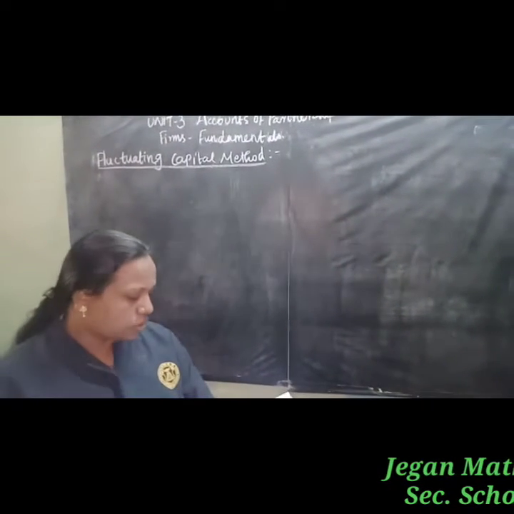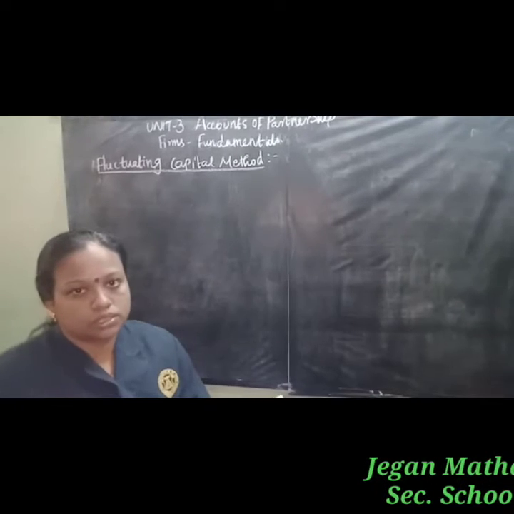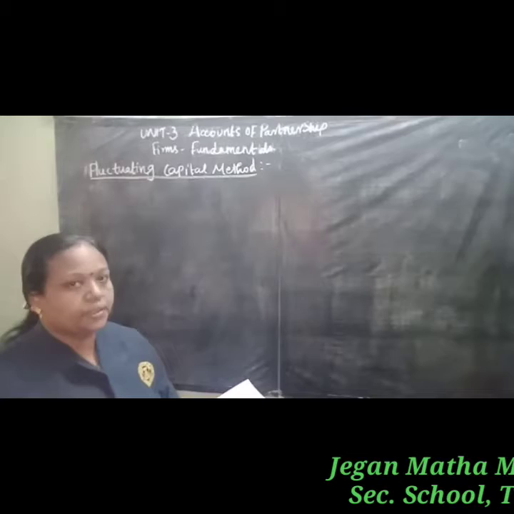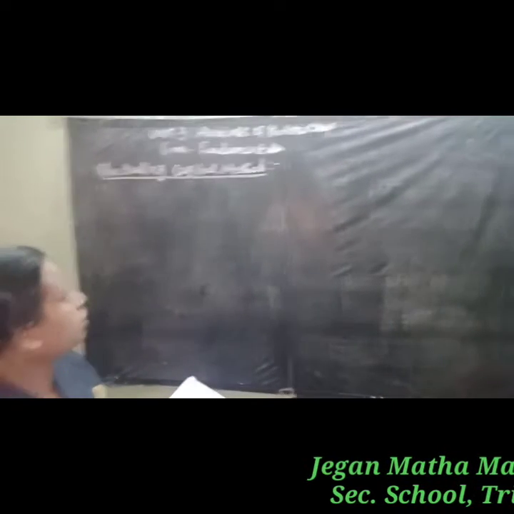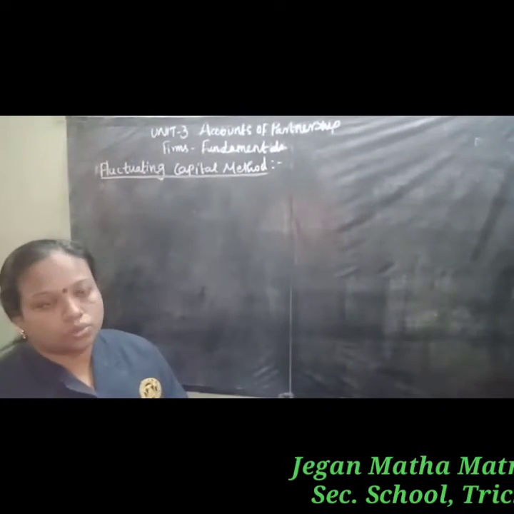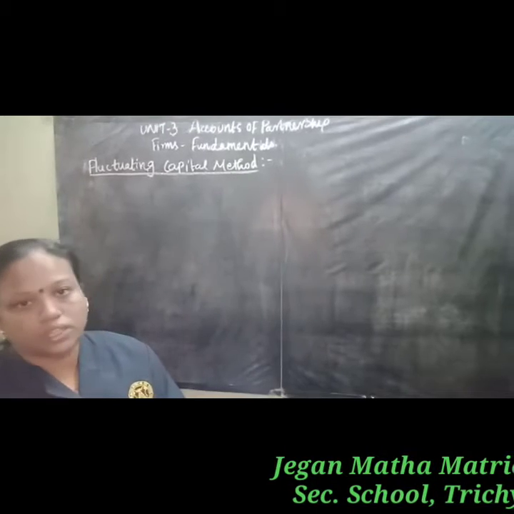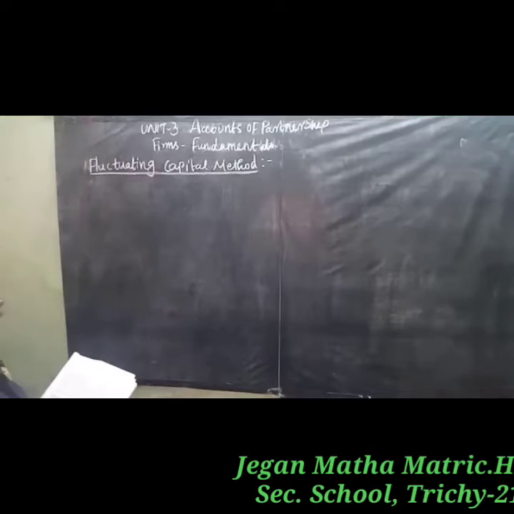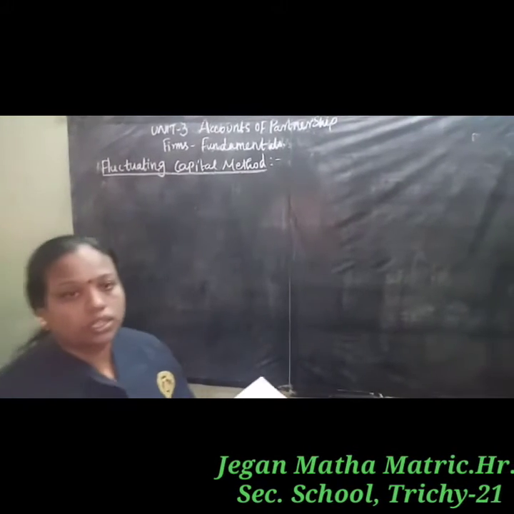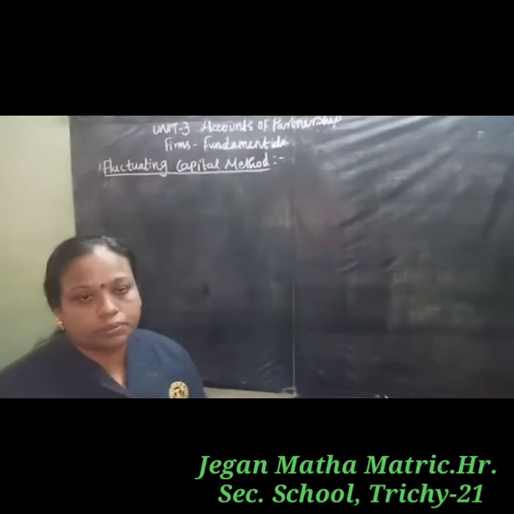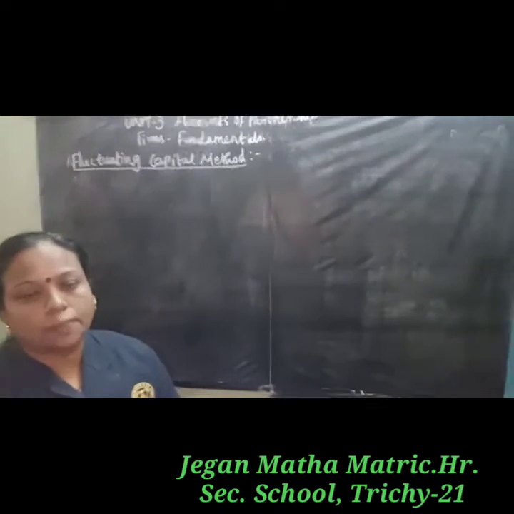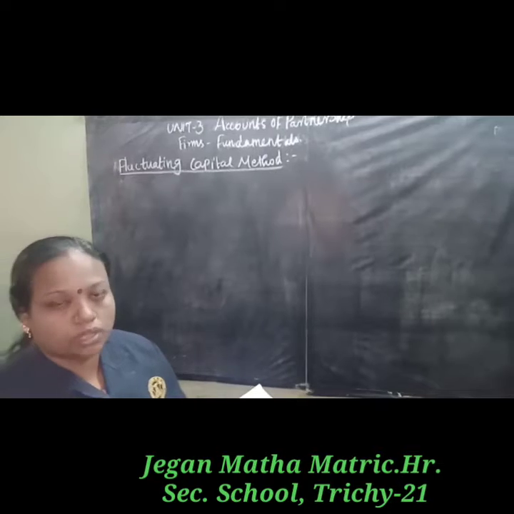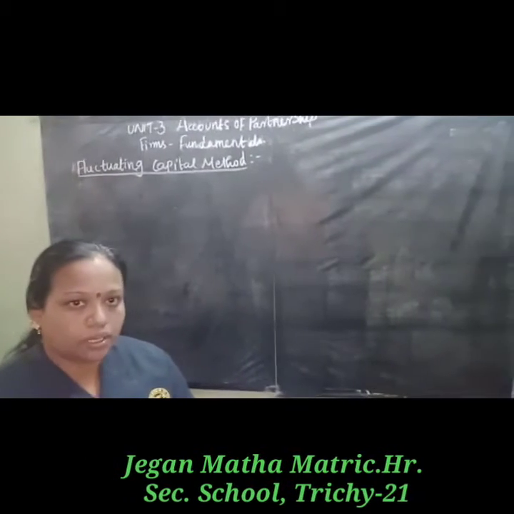Okay, so last video we learned the fixed capital method. In this video we are going to learn the fluctuating capital method. Under this method, only one capital account is maintained for each partner. Under the fixed capital method, we prepared a partner's capital account and a partner's current account. But in fluctuating capital, we have to prepare only the partner's capital account.